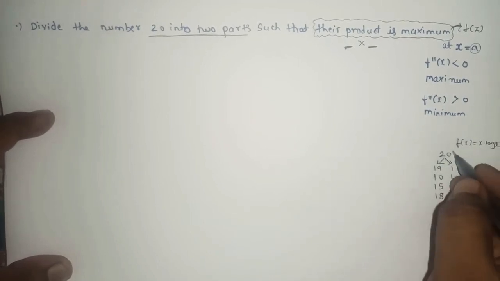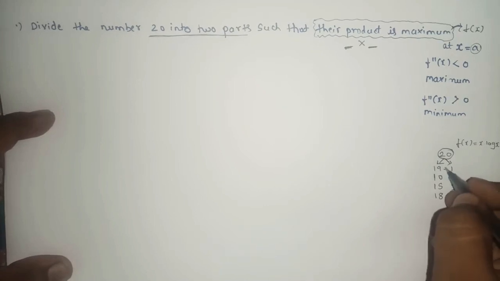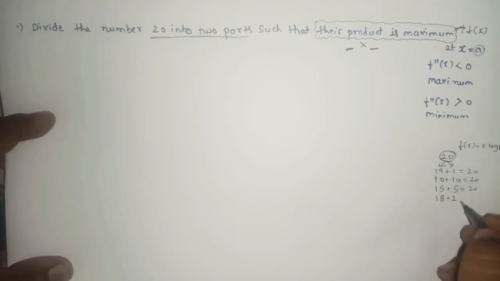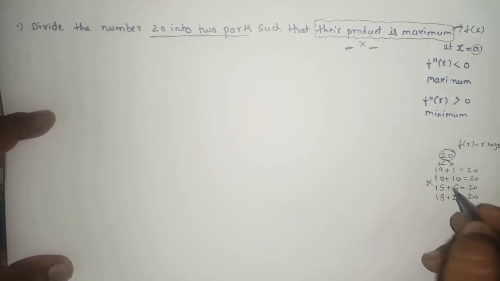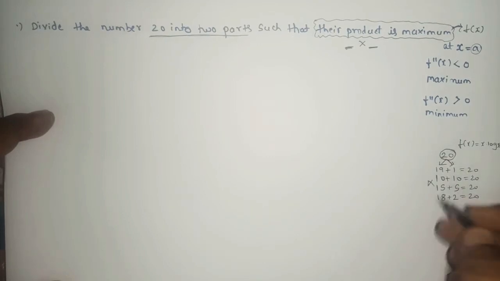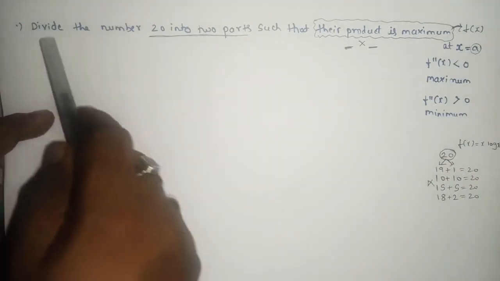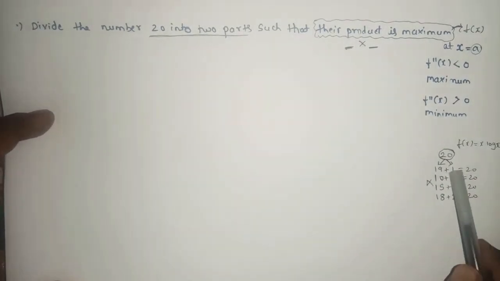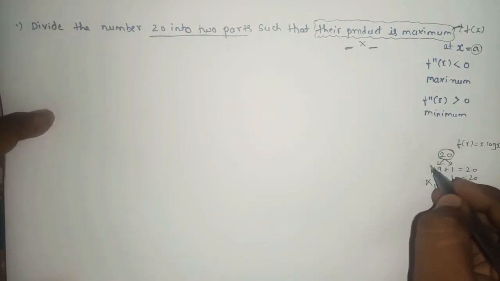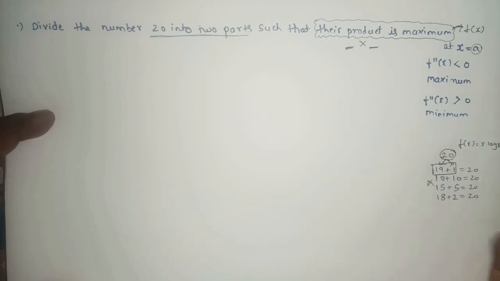We cannot divide 20 directly as 19 plus 1. 10 plus 10 equals 20, 15 plus 5 equals 20, 18 plus 2 equals 20. So this is not an answer, because we are getting multiple answers. We are not getting a unique answer, and we require a unique answer. So this is not a proper way to divide any number. Divide means what? When you divide 20 into two numbers, the sum of those numbers should equal 20, yes or no?